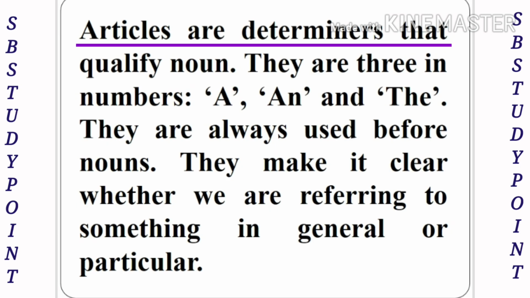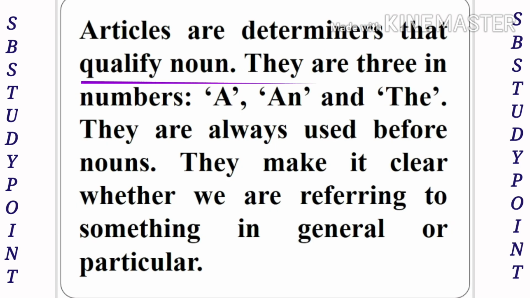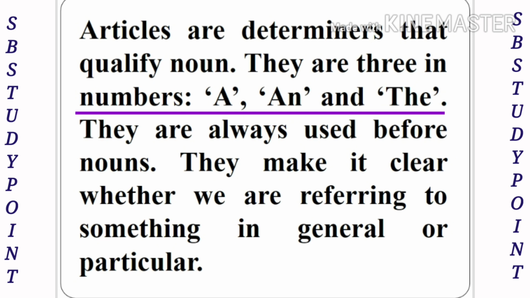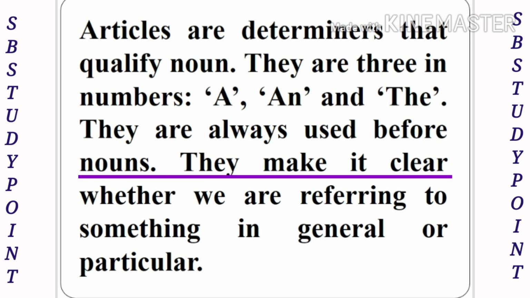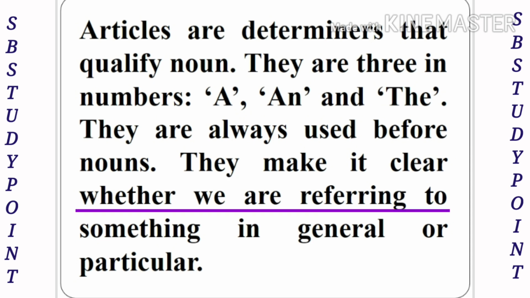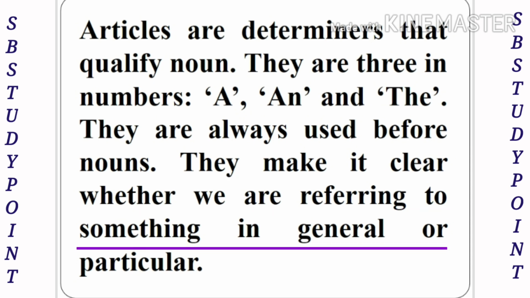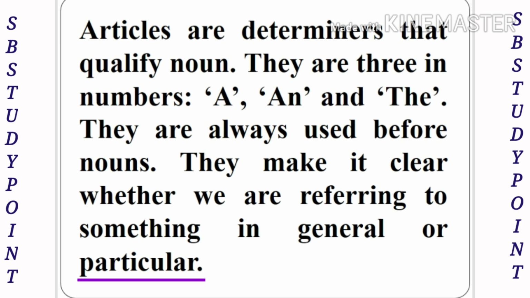Articles are determiners that qualify nouns. They are three in number: a, an, and the. Remember, there are many determiners, but articles are only three. They are always used before nouns. They make it clear whether we are referring to something in general or something particular.